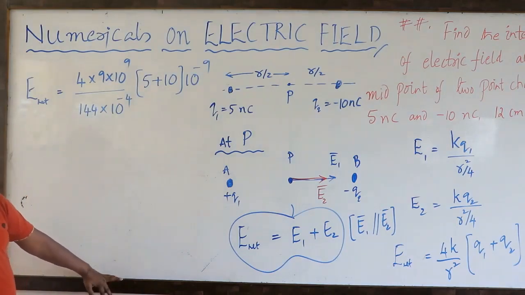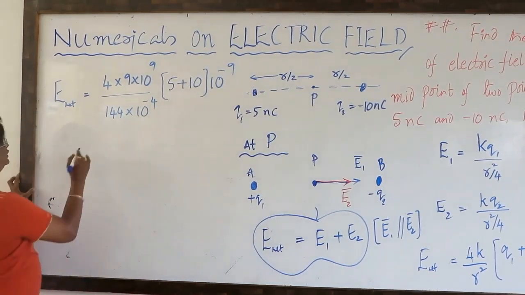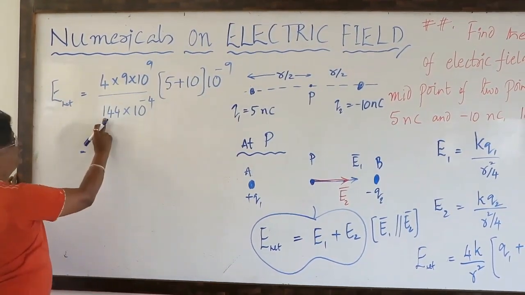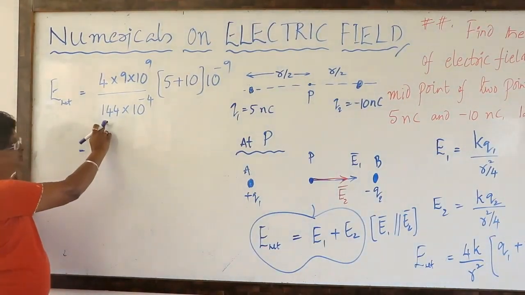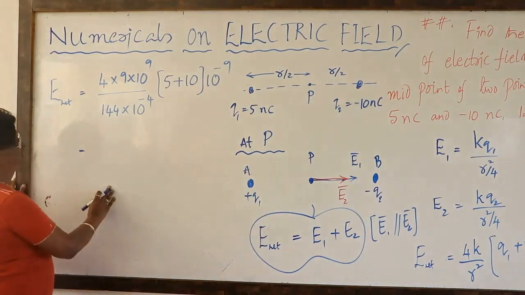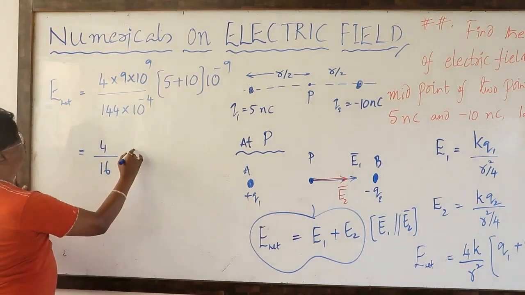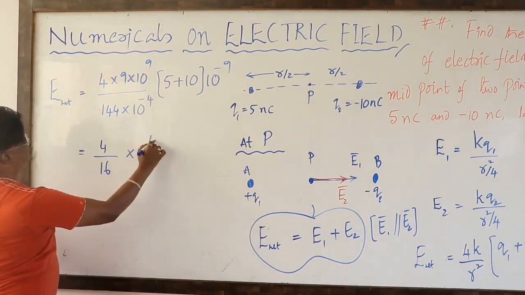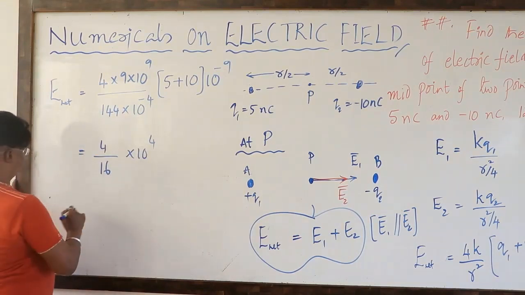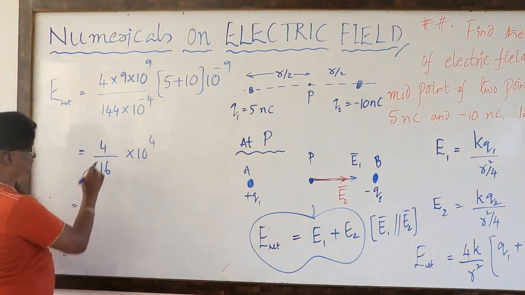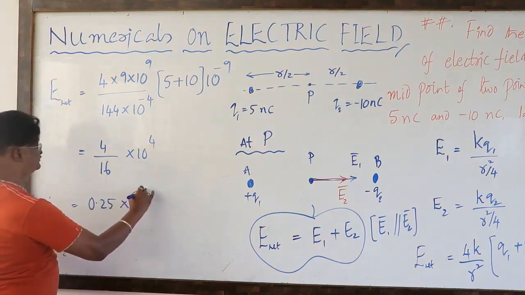Okay? You got your answer now. This is 10 rise 9, 10 rise minus 9. Everything is gone. So this is 9 into 15, and 9 into 6. Right? So this is 4 by 16 into this 10 rise 4 is there, this 10 rise minus 4. Therefore, the final answer is 1 by 4. 1 by 4 means 0.25 into 10 rise 4.